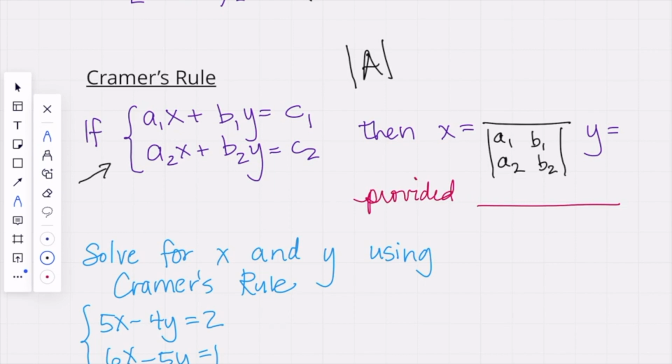All right, and then in the top for the x values, we're going to replace the coefficients of x. See, the coefficients of x were A1 and A2. We're going to replace those with the constants. So these are going to be C1 and C2. We're going to keep that B1 and B2 here. So we've got a determinant in the top and a determinant in the bottom.